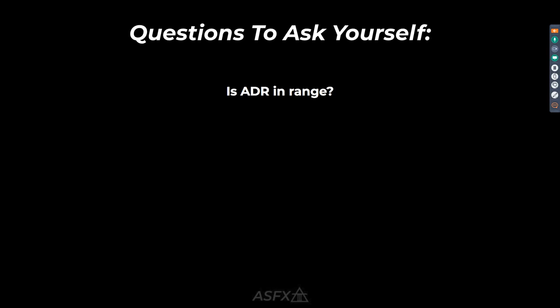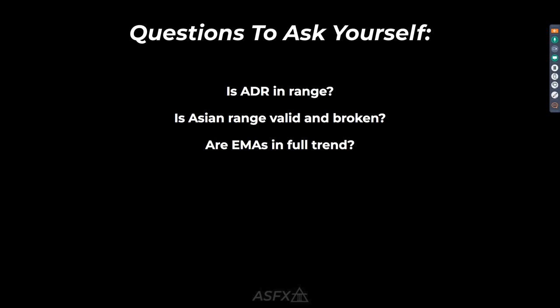Number 1, is ADR in range? Number 2, is the Asian range valid and is it broken? Meaning we measured pin high to pin low, it's not blown out, and the candles have broken either the high or low set during that Asian range, so the range is now valid and broken, right?